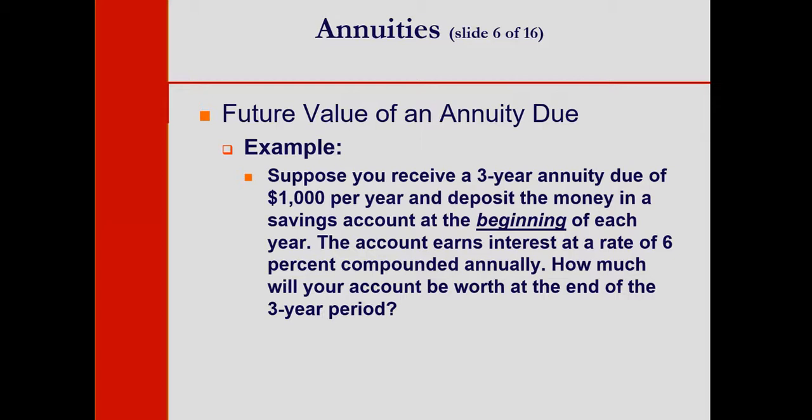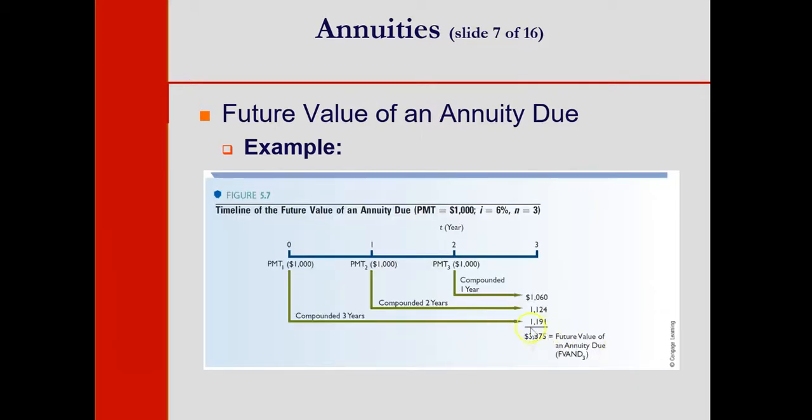So we don't have to do anything. We will just multiply our $3,184, which was the result of the ordinary annuity, by 1 plus 0.06. That means 1 plus R. So 1 plus 0.06 is 1.06. And if you multiply your $3,184 by 1.06, you get $3,375. This is the result.